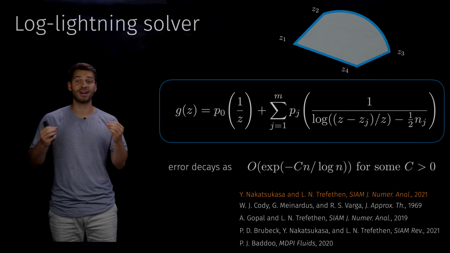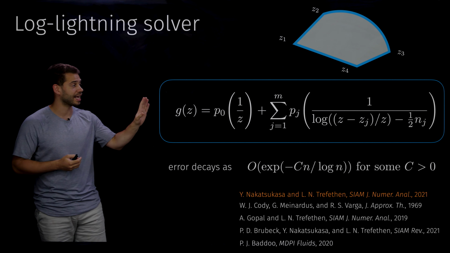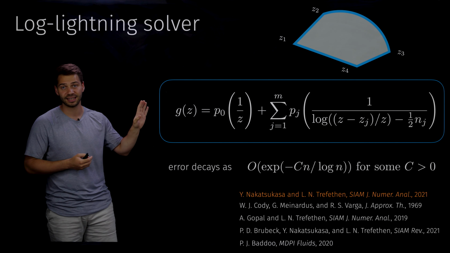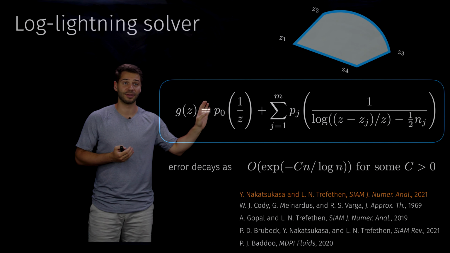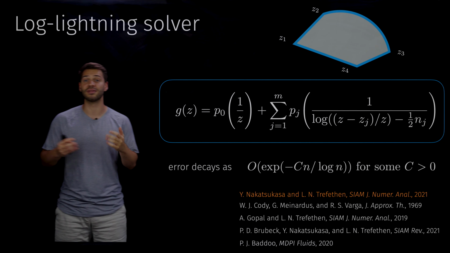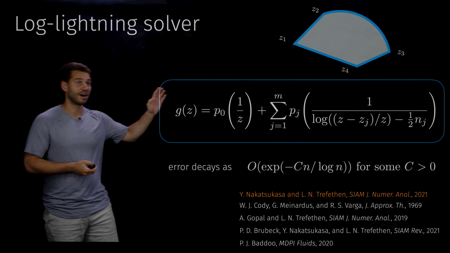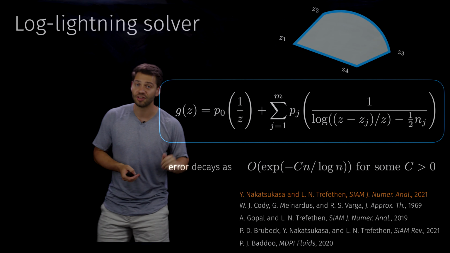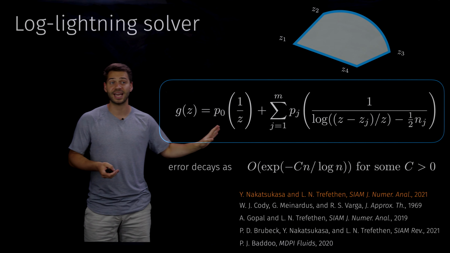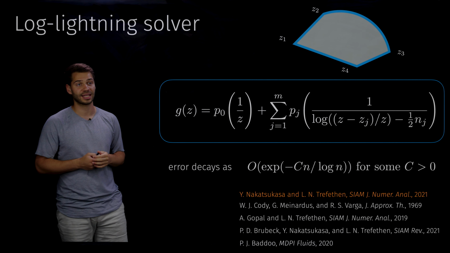But instead of being a rational function, it is a rational function in the log variable. That's represented in this formula here, and let me explain the terms. The first term is a polynomial in 1 over z. That represents the smooth part of the solution. If we were solving Laplace in a domain that didn't have any corners, then usually it would be sufficient to just have a polynomial term in 1 over z, a Laurent series.